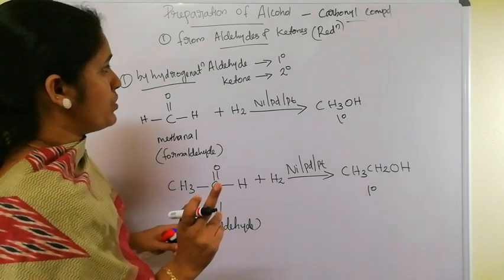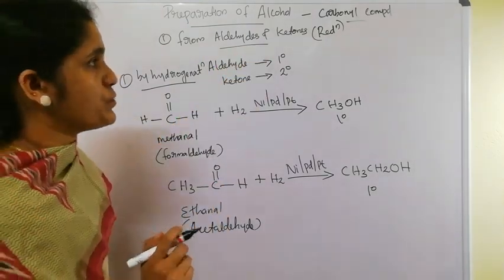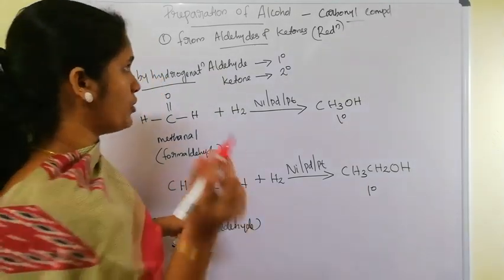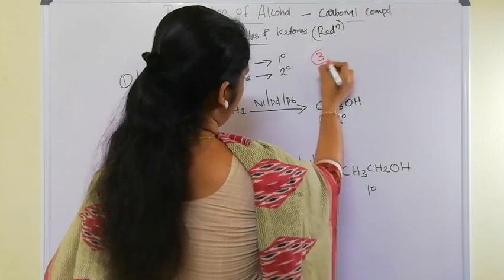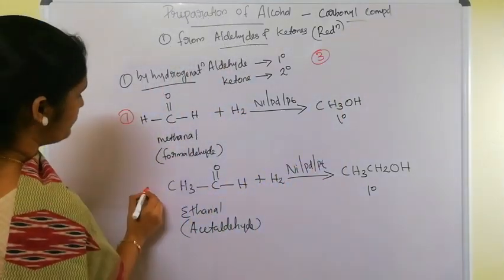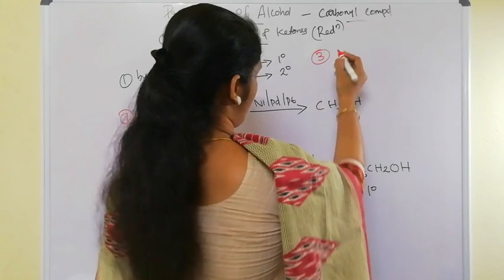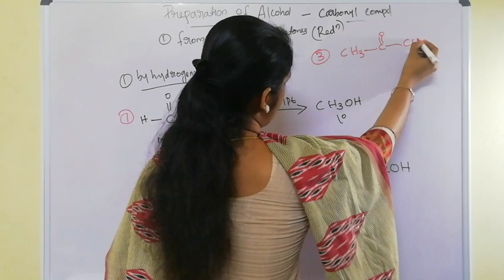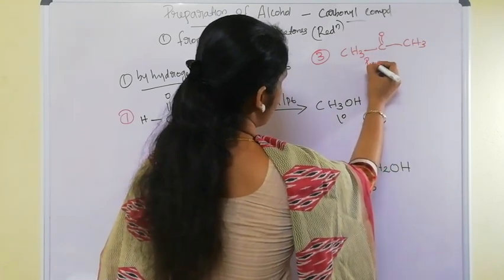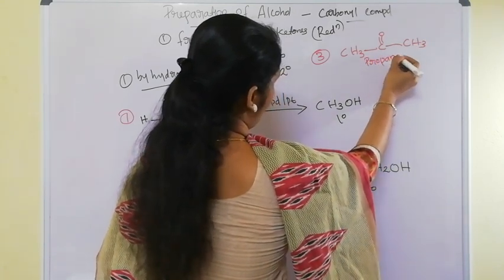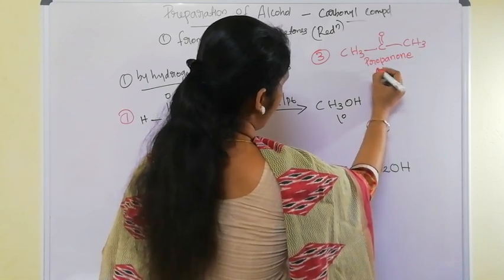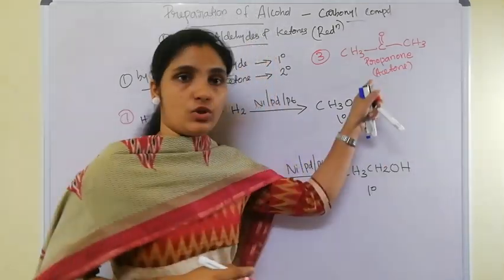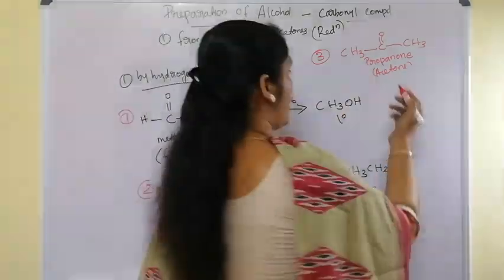Now let's move to the ketone. How will we get the product when we do the hydrogenation reaction of a ketone? So let's take a ketone. This is the third reaction, after the first and second ones. Let's take the ketone CH3COCH3. So this is what? This is propanone, or the common name we can say is acetone. The common name is what? Acetone.